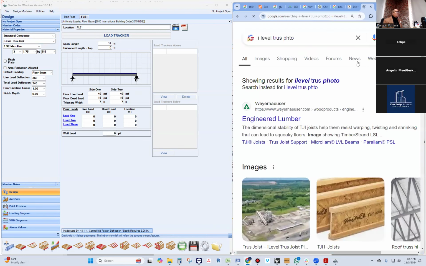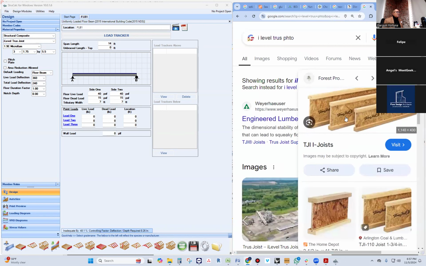All right? So we call those guys TJIs. TJI is actually a family of those guys. So don't get too confused. TJIs are a type of a family. It's an I-level truss type of family. There are multiple options of those. Those are typically used for floor joists and roof rafters for long spans, very long spans.